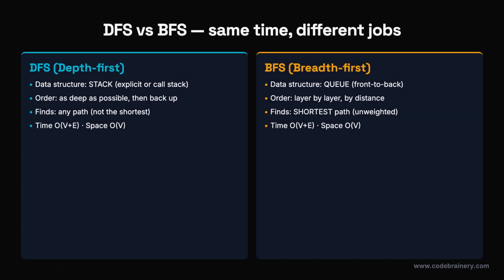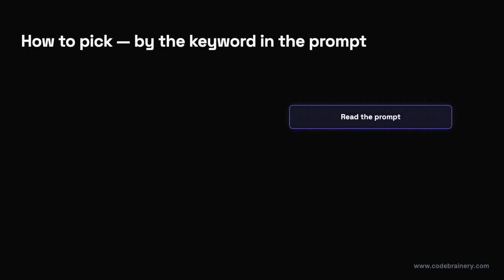Time for the side-by-side. Depth first uses a stack, explicit or recursive. Breadth first uses a queue. Depth first finds any path. Breadth first finds the shortest. Same time complexity. Different shapes. Different jobs. So, how do you actually pick?